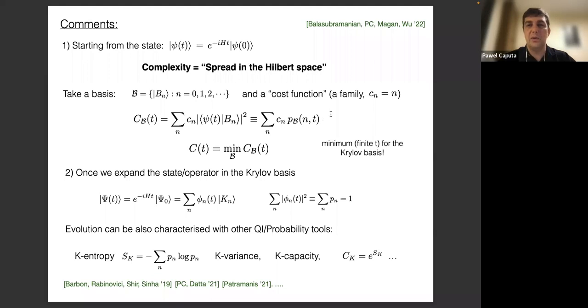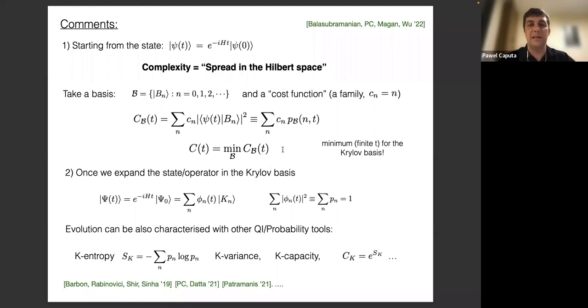And then what we argued is that if you choose these coefficients c_n to be positive and increasing in n, so they can go like n or n squared or n to some power, as long as they are increasing, then we could show that you can define the complexity by basically the spread of the state in this particular basis, minimized over the choice of the basis B.